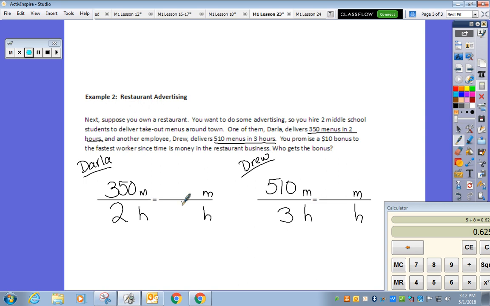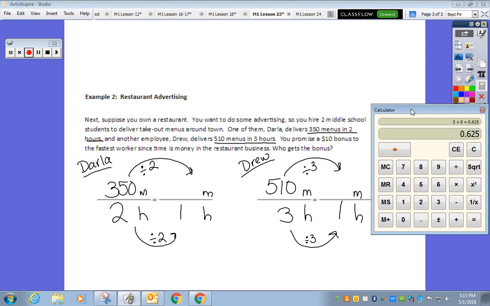Okay, I'm bringing it down to 1 because I'm finding the unit rate for each. To get from 2 to 1, I've divided by 2. So I'll divide 350 by 2. And to get from 3 to 1, I divided by 3. So I'll divide 510 by 3. Okay, so I'm going to do 350 divided by 2, which is 175 menus per hour for Darla. And Drew can do 170 menus per hour.